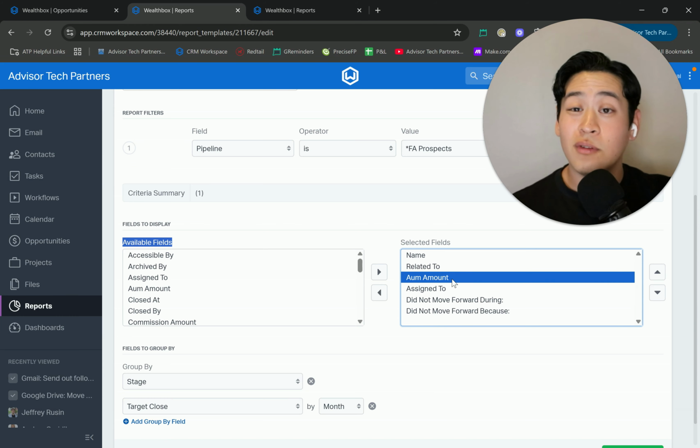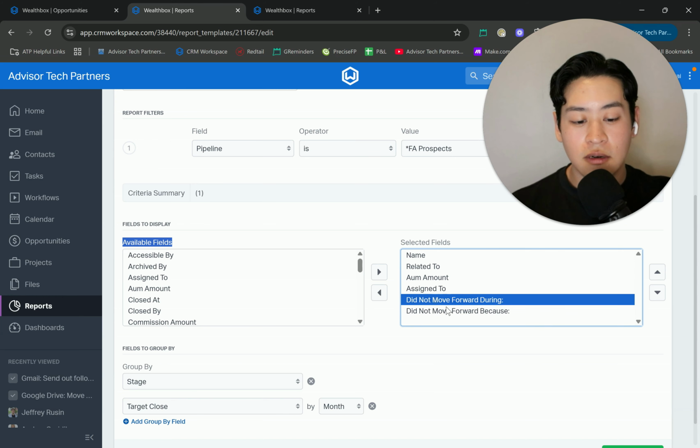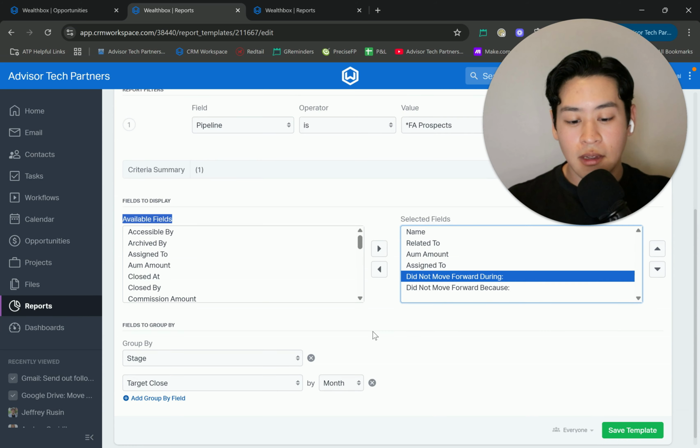Here we have the AUM amount. If you also track insurance or commissions or any other types of amounts, you may want to put those into the selected fields. The assigned to is going to be typically the advisor who is in charge of closing this new business. And then we have our two custom fields here as to why they didn't move forward, and which phase, which prospecting meeting did they not move forward during.